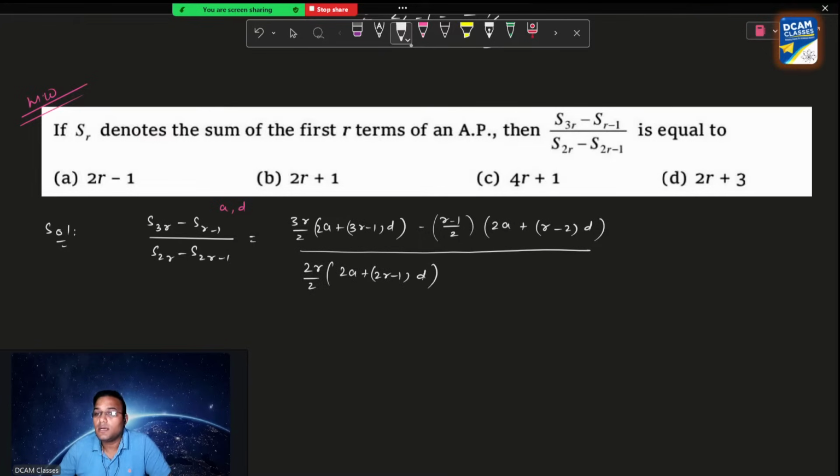Instead of writing the full thing, couldn't you just write it as T2R? Because S2R, Sn minus S of n minus 1 would be just Tn. I can do it, but we have to get the value of R. I am trying to see if we can take anything common so that A and D get cancelled, and then we get the result only in terms of R. Okay, that's what I was thinking. 2R minus 2 into D.